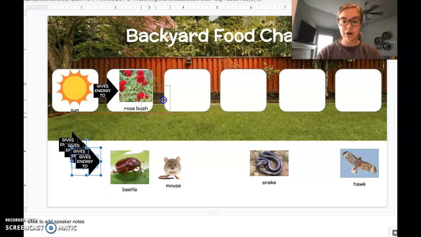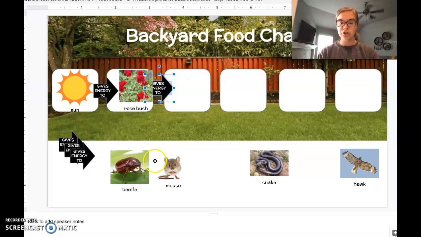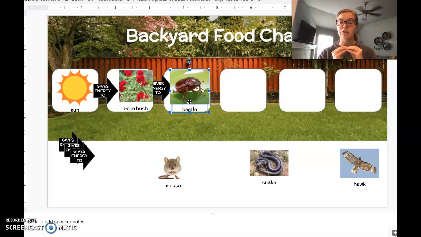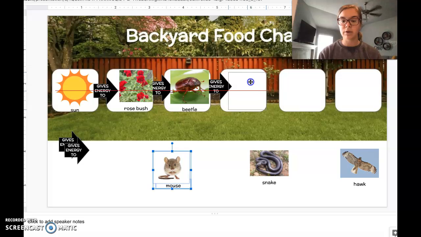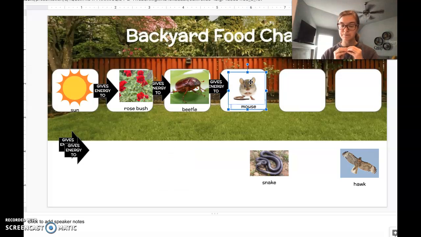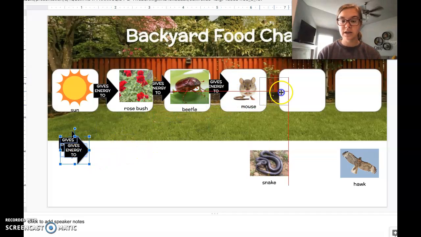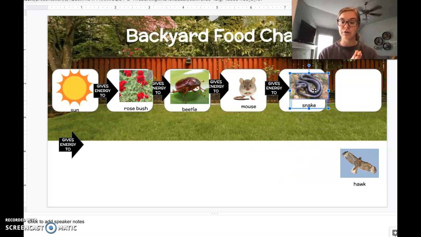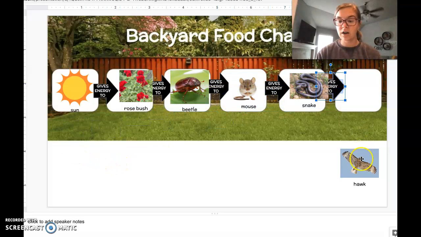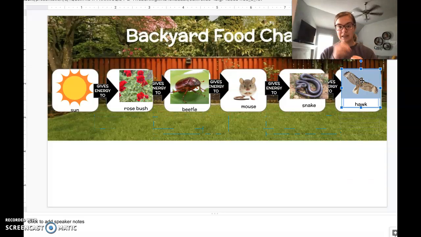Then the rose bush gives its energy to the beetle because the beetle will eat the leaves and the things off of the rose bush. And then the beetle gives its energy to a mouse because the mouse will come along and will eat the beetle. So it gets energy from the beetle, from its food. Then the mouse gives energy to a snake when a snake comes up and eats the mouse for food. And last, the snake gives energy to a hawk because the hawk will come up and eat the snake.